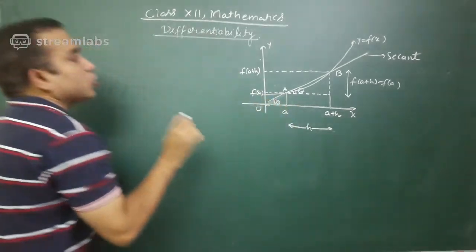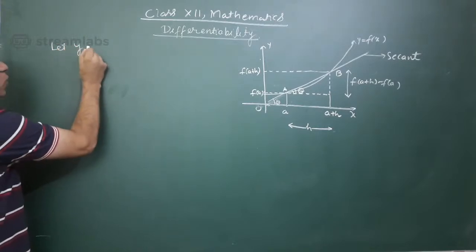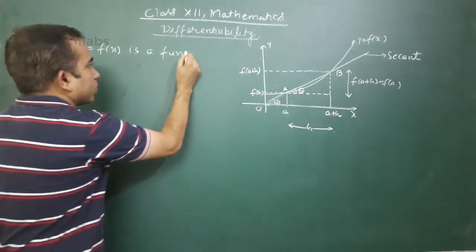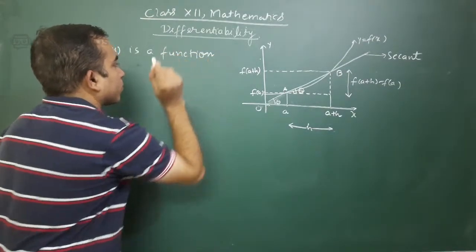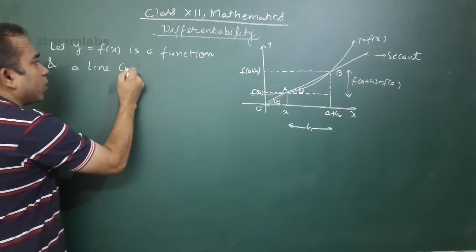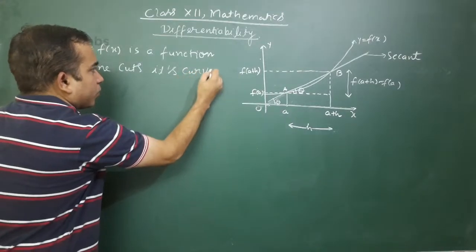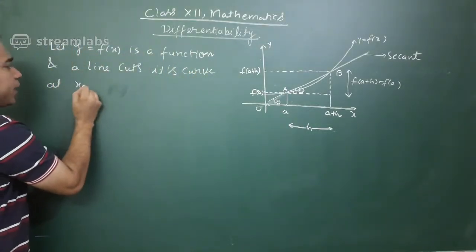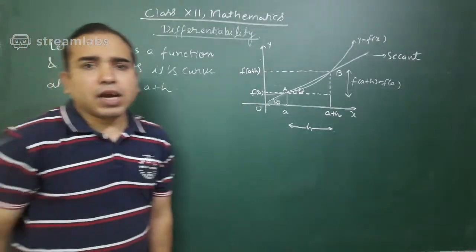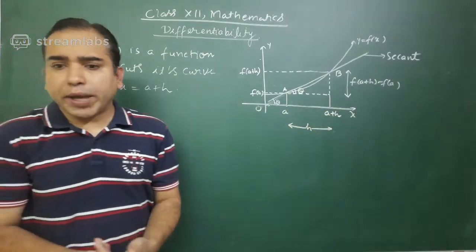Okay, this angle will also be theta. Now let y equal to f(x) be a function, and a line cuts its curve at x equal to a and x equal to a plus h. Other notations are mentioned in the figure itself, I am not writing them.